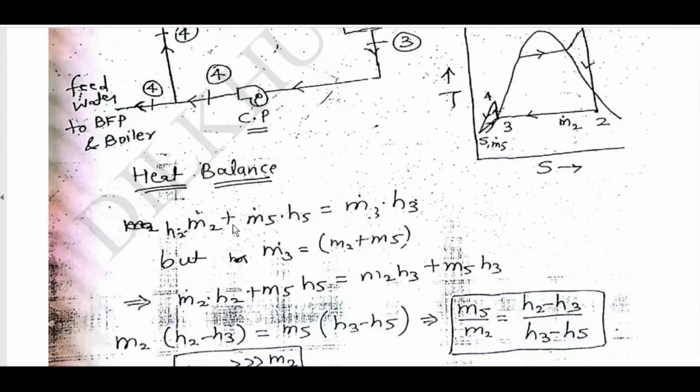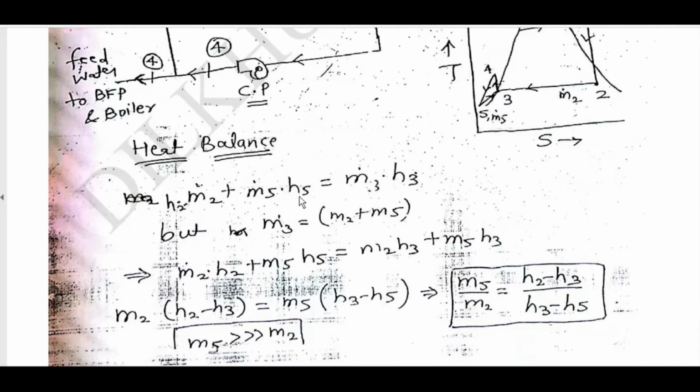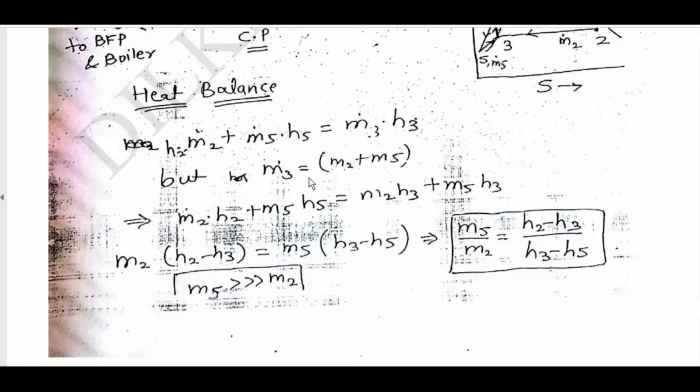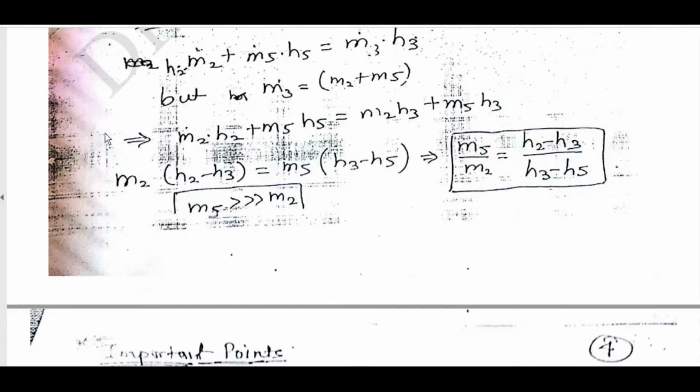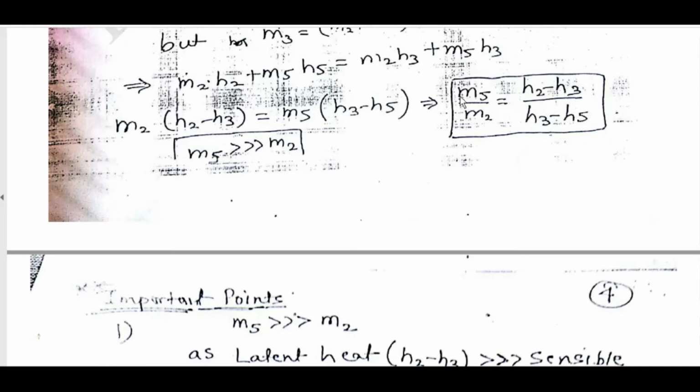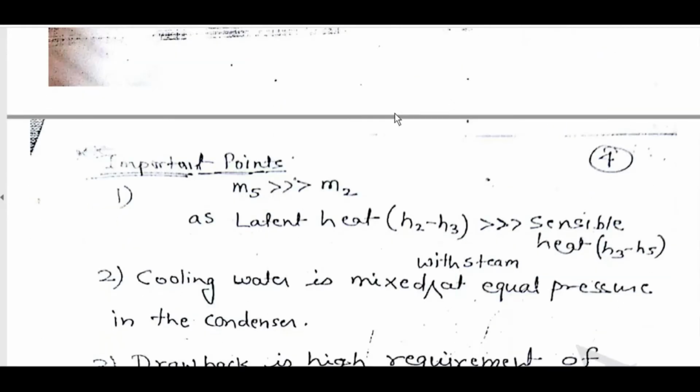Heat balance: M2 dot H2 plus M5 dot H5 is equal to M3 dot H3, but M3 dot is equal to M2 dot plus M5 dot. So M2 dot H2 plus M5 dot H5 is equal to M2 dot plus M5 dot times H3. So finally M5 by M2 is equal to H2 minus H3 by H3 minus H5.